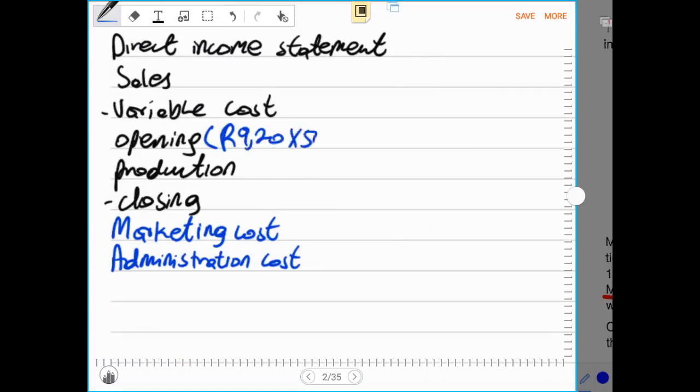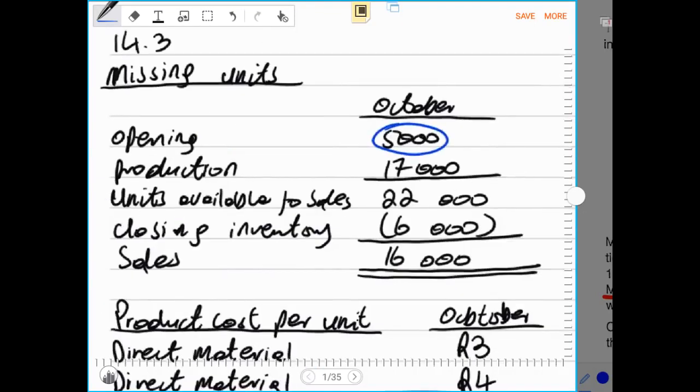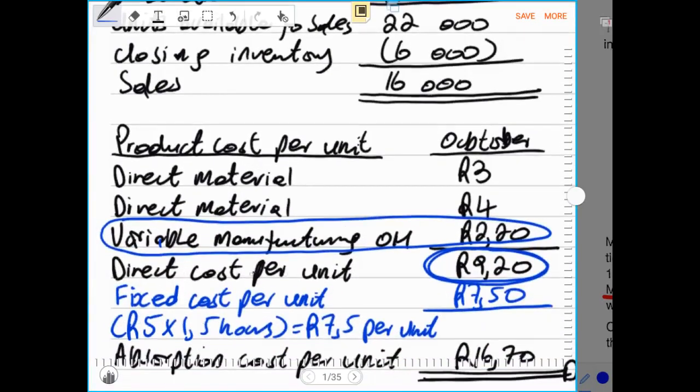We multiply this 9 rand 20 cents by the opening inventory. And we know that opening inventory is 5,000 units. We multiply the opening inventory by the direct cost per unit, which is only the variable cost, because the direct method only takes into account variable cost as the cost per unit.